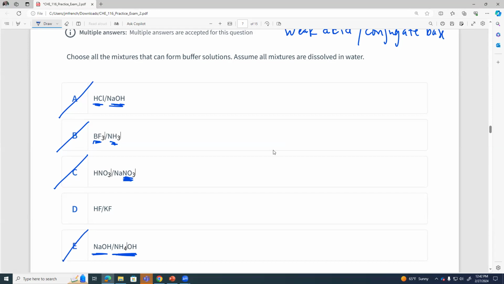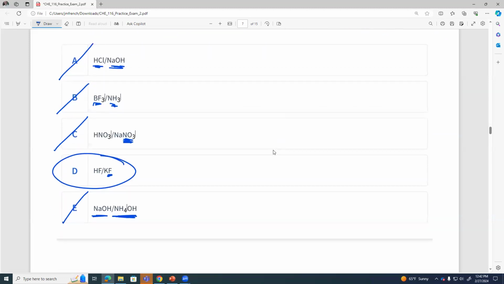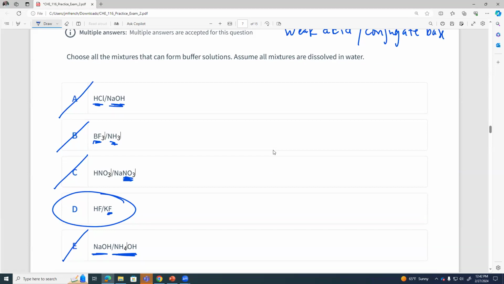HF, we should recognize HF is a weak acid, and the conjugate base of HF would be fluoride. So the only choice should be D. HF and potassium fluoride would make a buffer. HF being a weak acid, potassium fluoride generating fluoride, the conjugate base of that HF in solution. So that's what we want to figure out when we're trying to identify a buffer. We need to have a weak acid and its conjugate base. Strong acids, no. Strong bases, no. Two acids, no. Two bases, no. Weak acid and its conjugate base.